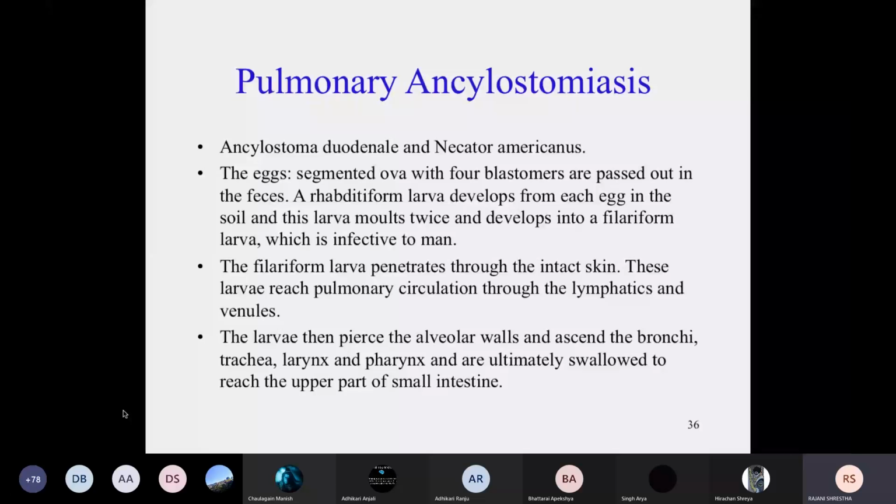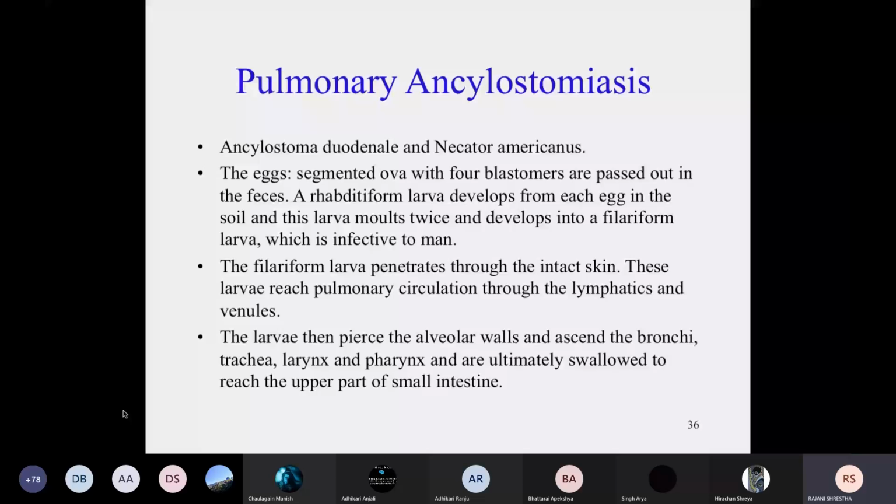Okay. So Ankylostoma duodenale or Necator americanus. The eggs are segmented ova with the presence of 4 or maybe more blastomeres, which are passed out in the feces. And the rhabditiform larva develops from the egg in the soil and turns into filariform. The rhabditiform are non-infective forms, whereas in the soil they develop into filariform, which are infective to humans. So these infective larvae get inside our body through the skin.